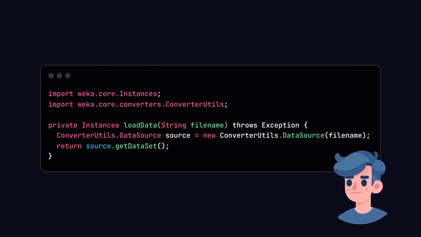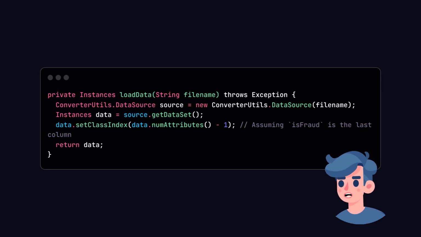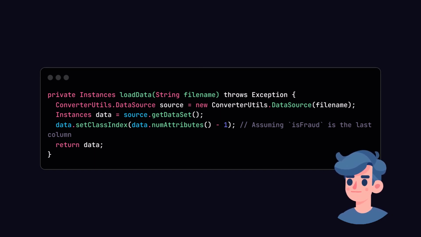Next, let's create a method to read this CSV data and convert it into a format suitable for our model. We will use Weka's API to load the dataset and prepare it for training our classifier. The load data method leverages Weka's data source class to pull the dataset from our CSV file. After loading, we need to specify the index of the class attribute, which will be our isFraud column.